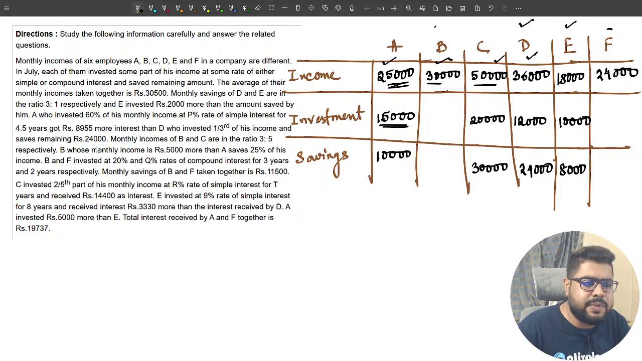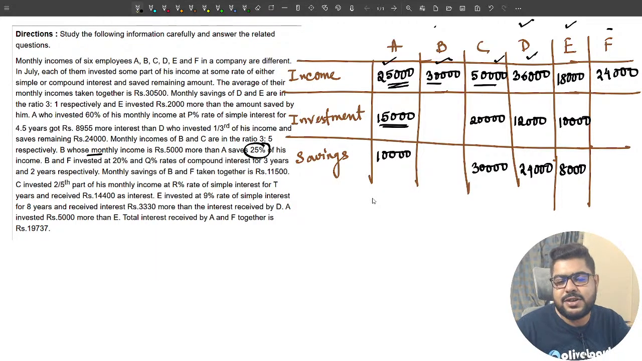Monthly income of B I know. B whose monthly income is this saves 25. अच्छा, B saves 25% of his income. देखो ये छूट गया था. 25% means 1/4. So 30,000 by 2 is 15. So this will be 7,500. So this is going to be 22,750.